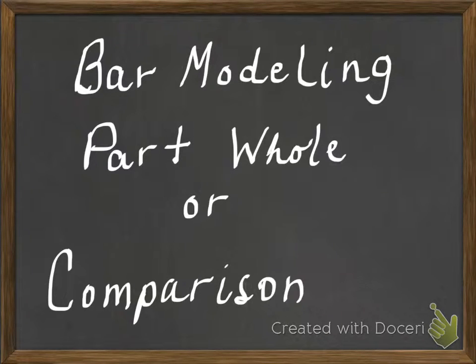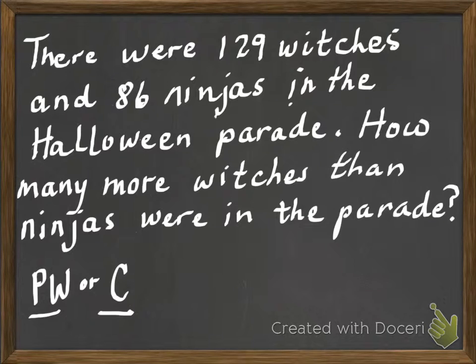In this lesson, you are going to be determining the difference between part-whole bar modeling and comparison bar modeling. Here's the first one. There were 129 witches and 86 ninjas in the Halloween parade. How many more witches than ninjas were in the parade?